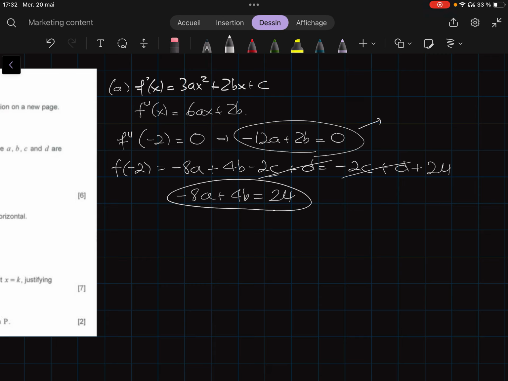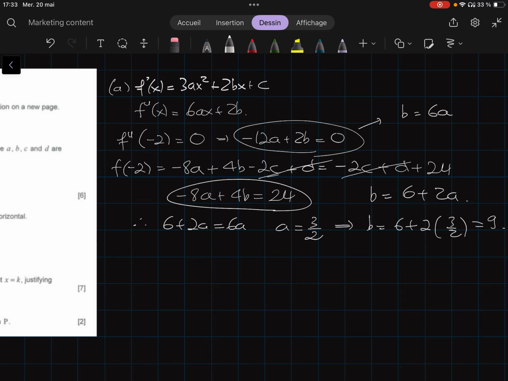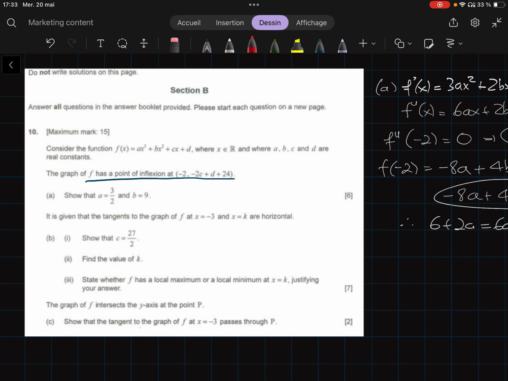Simplifying the first equation, we get b equals to 6a. Simplifying the second equation, we get b equals to 6 plus 2a. Therefore, 6 plus 2a is equal to 6a. A is 3 by 2. This is a show that question, so please show all your work. Therefore, b is 6 plus 2 times 3 by 2, or 9. Exactly what you're being asked to show.